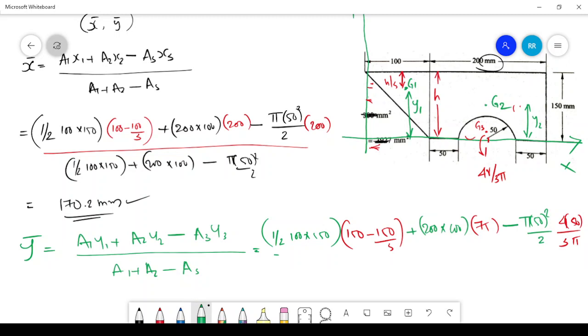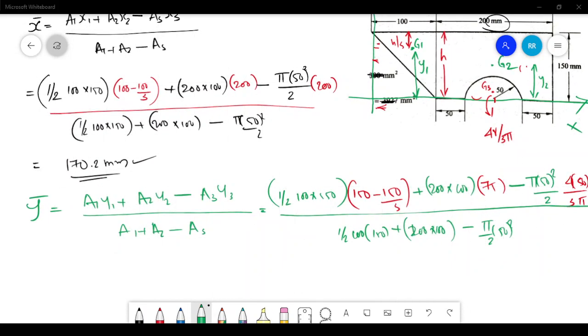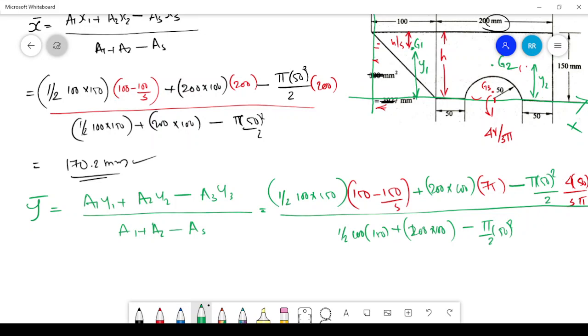Then the whole divided by a1 plus a2, which is half into 100 into 150, plus the area of the rectangle 200 into 100, minus the area of the semicircle, pi by 2, 50 whole square, right? After calculating, the value will be 86.88 millimeter.